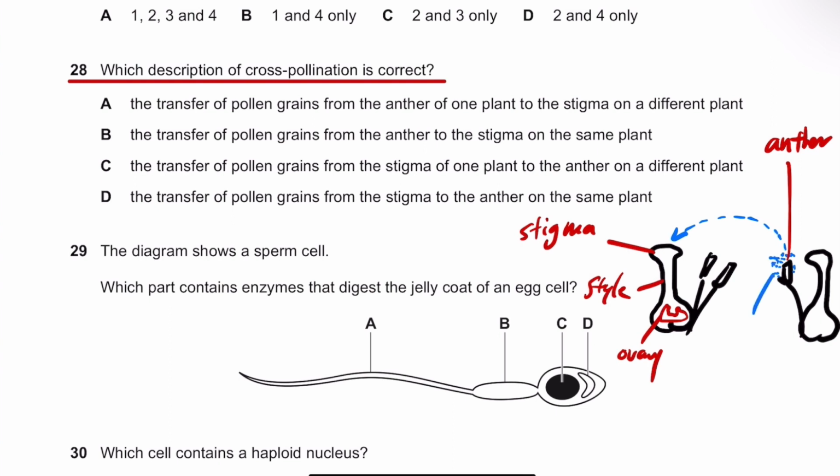pollen grains, and they usually transport by wind, insects, or any other animals. Okay, so if this happens, that's called cross-pollination. If the pollen grains from the anther just travels to the stigma in the same plant or in the same flower, that's called self-pollination. This is self, and this is a cross-pollination.